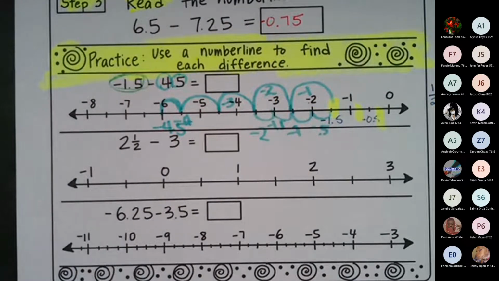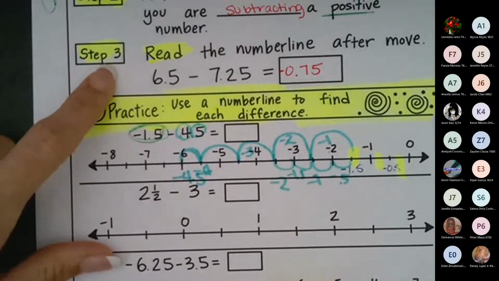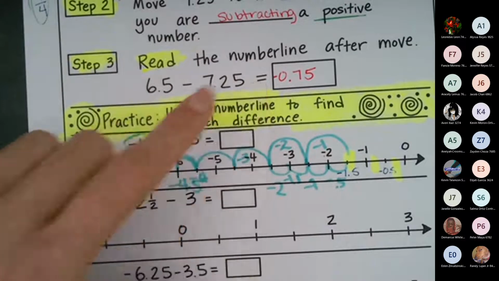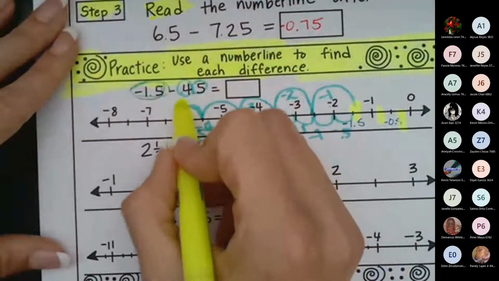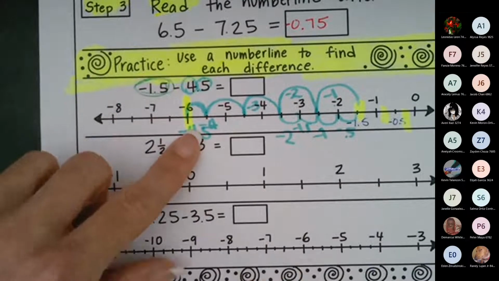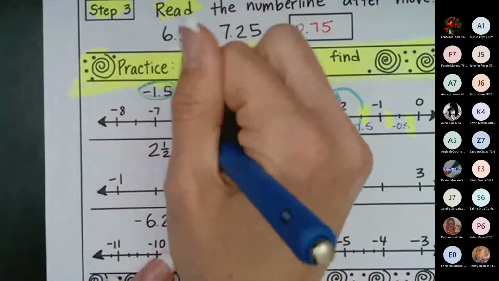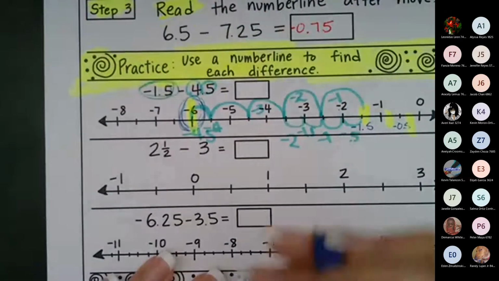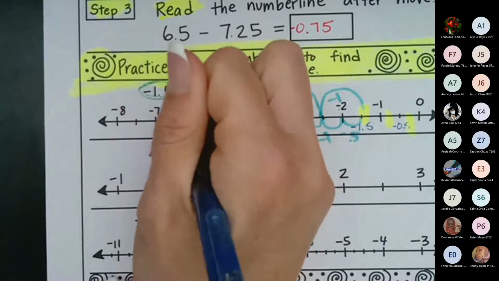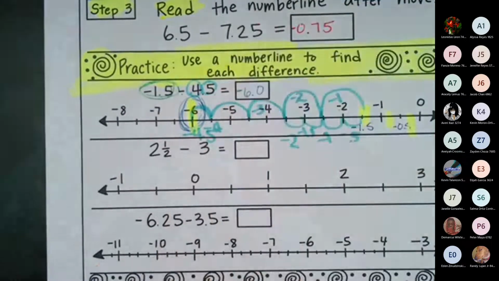So that means that I am at step 3 where I need to read the number line after moving. Okay, so on the number line, my value is -6. See, the line here indicates that is -6. So my answer for -1.5 minus 4.5 is -6.